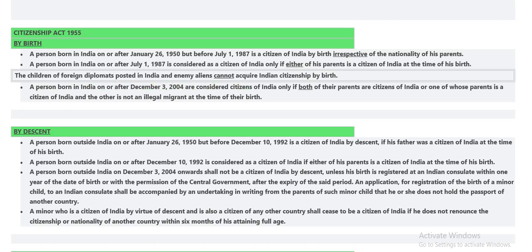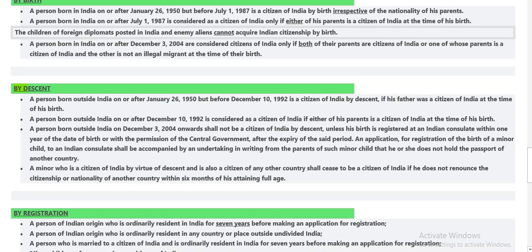A person born in India on or after December 3, 2004 is considered a citizen of India only if both of their parents are citizens of India, or one of whose parents is a citizen of India and the other is not an illegal migrant at the time of their birth.